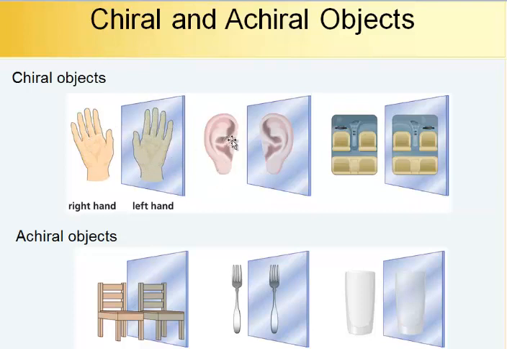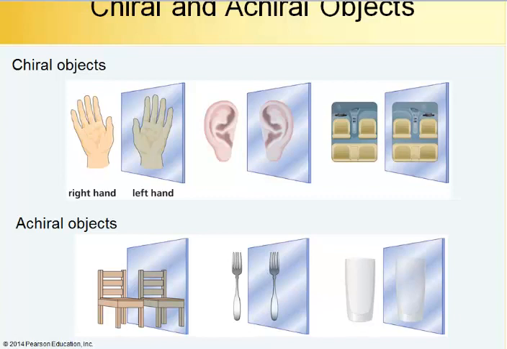Similarly with ears, your right ear and your left ear may look an awful lot alike, but you cannot take this image and simply move it on top of the other one and have it match. They're mirror images, but they are non-superimposable. In contrast, we have achiral objects, something like this chair. This chair has a line of symmetry in it, and therefore its mirror image is superimposable upon itself. A fork or a glass of milk is similar in that capacity.